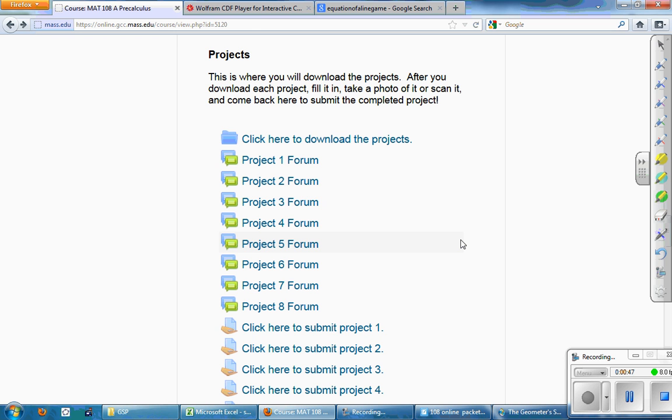And working with other folks on the projects I think is particularly helpful. So I've created a forum for project number 1 and for each of them actually. So if you're not meeting with folks in person, then maybe you can meet virtually here to talk about the project. And then once you're finished with the project, you're going to take a scan of it or a photo of it, somehow make it digital so that you can then click here to submit the project. And then I'll get a copy of whatever digital thing you upload and I can grade it and send it back with comments. So project 1 is officially assigned today.